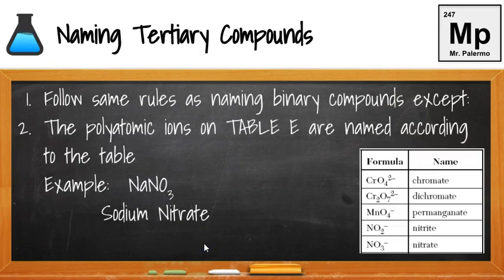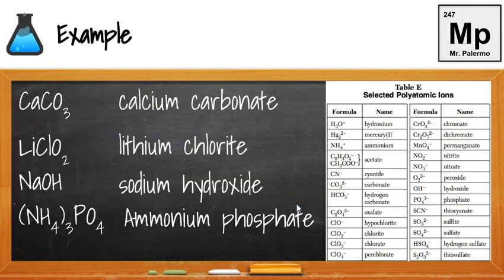So let's look at how we name tertiary compounds. We're going to follow the same rules as we did for naming binary compounds, except that the polyatomic ions on Table E are named according to the table. So for example, NaNO3: Na is sodium, so we'd write out the full name, sodium. NO3, Table E tells me it's nitrate, so I just use that name here. So this is sodium nitrate. Let's see some more examples.